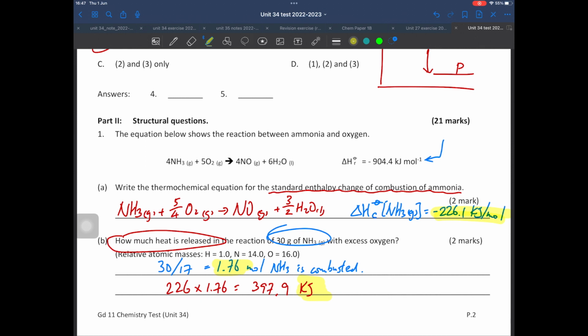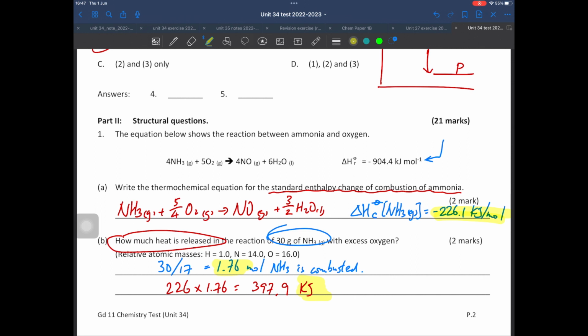Now, here it shows, if 4 ammonia is involved, then the enthalpy change will be 900 and something. And now we only have 1 mole of ammonia involved. So the value will be divided by 4, like this.